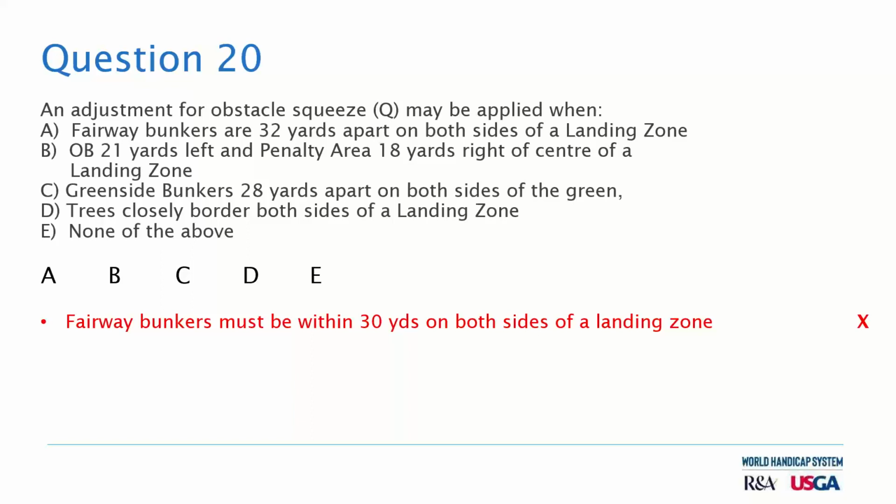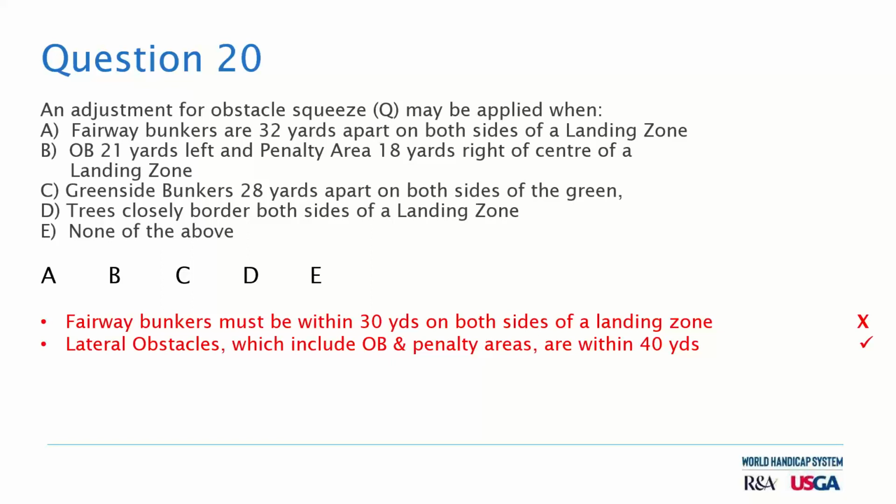Letter B, out of bounds 21 yards left, and penalty area 18 yards right of the center of the landing zone. So we know that between the two, those are 39 yards apart. So the lateral obstacles, which include OB and penalty areas, are within that 40-yard limit that falls under lateral obstacles. So we get a check mark there saying we can use that.